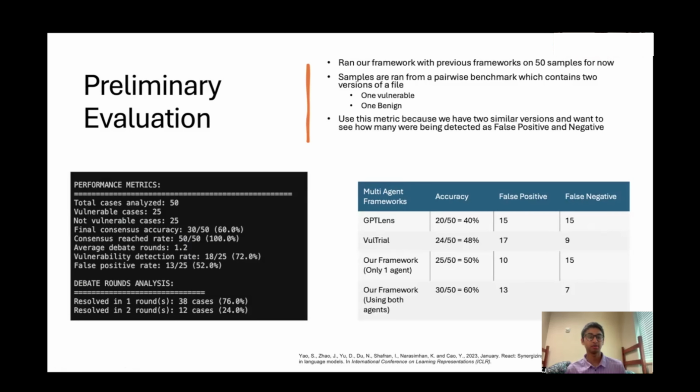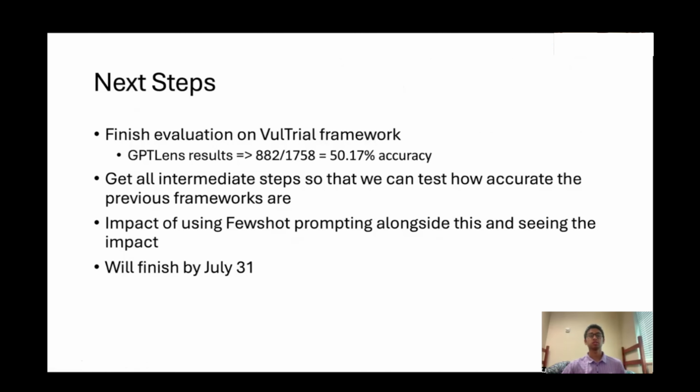You can see on the left what the results look like. There were 50 cases we analyzed, 25 vulnerable versions and 25 non-vulnerable. The average debate round lasted 1.2, which basically means that on average, the critique and React agent disagreed and went into a loop 1.2 times. So really they didn't disagree that much, but a few times they did. You can see at the bottom that in one round, it resolved 38 cases, and in 2 rounds, it resolved 12 cases.